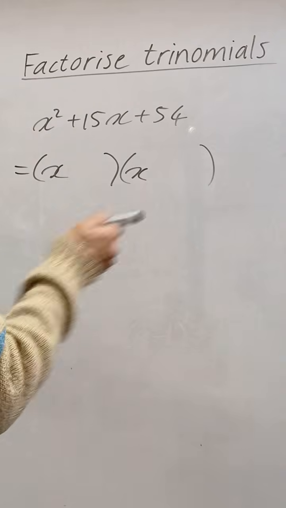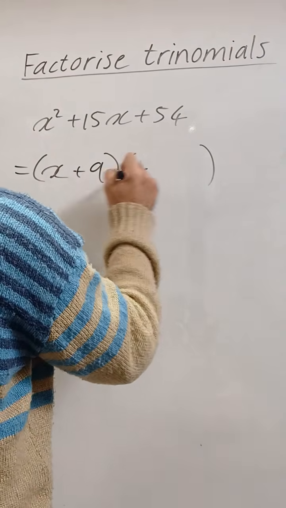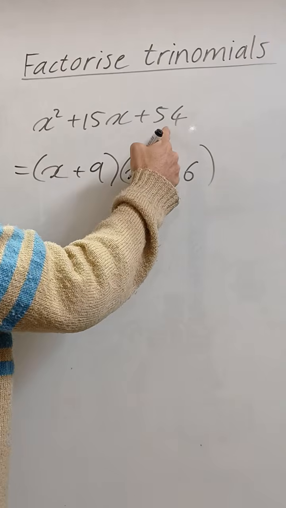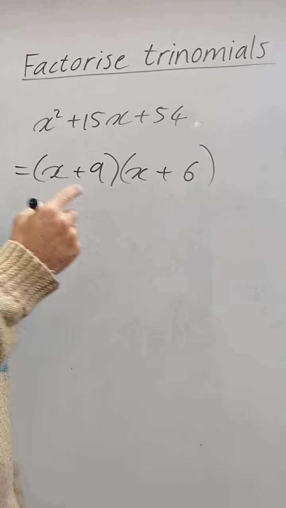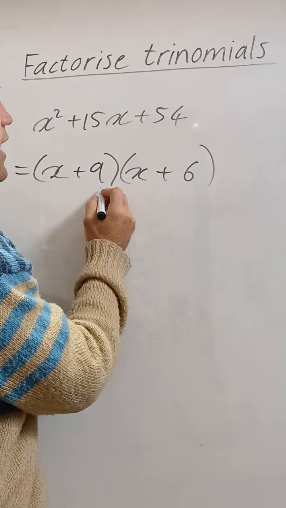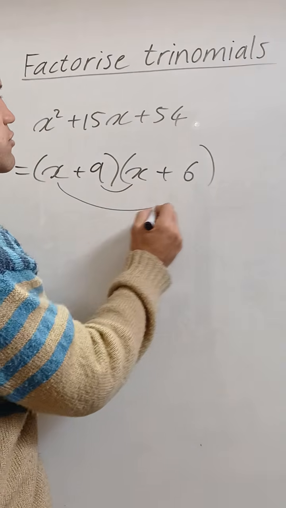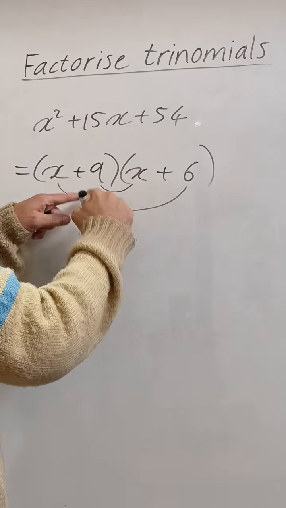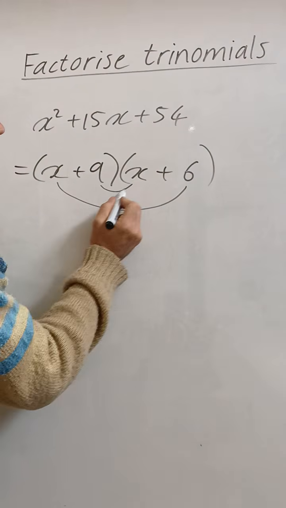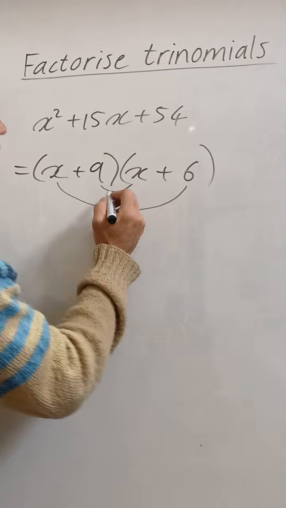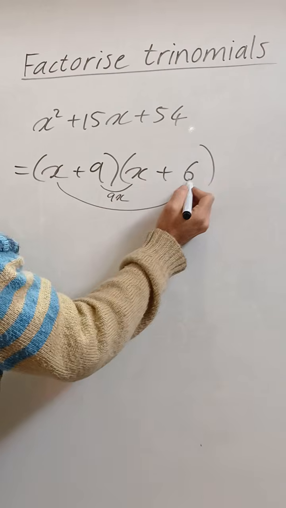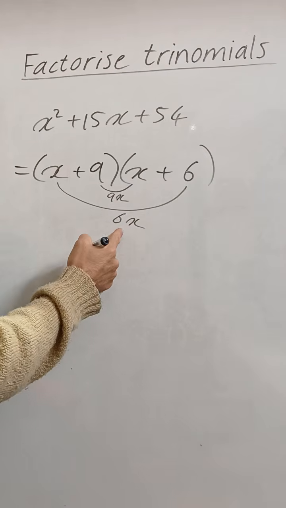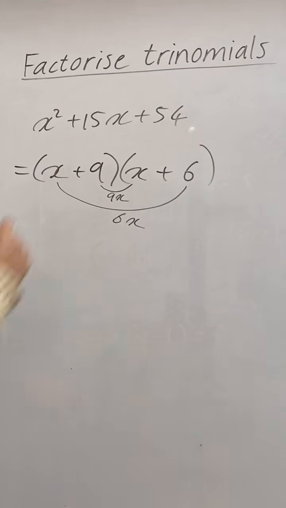Okay, why? Because if I put in, you check, you say, okay, let's see, if I say plus 9 times plus 6, 9 times 6 is 54. But now you check the middle term. That's the important thing, the middle term. When I multiply those ones and those ones, we call it the inner ones and the outer ones. When I multiply the inner ones, what's 9 times x? It's 9x. What is 6 times x? It's 6x. And what is 9x plus 6x? It's 15x. So then you know it works.